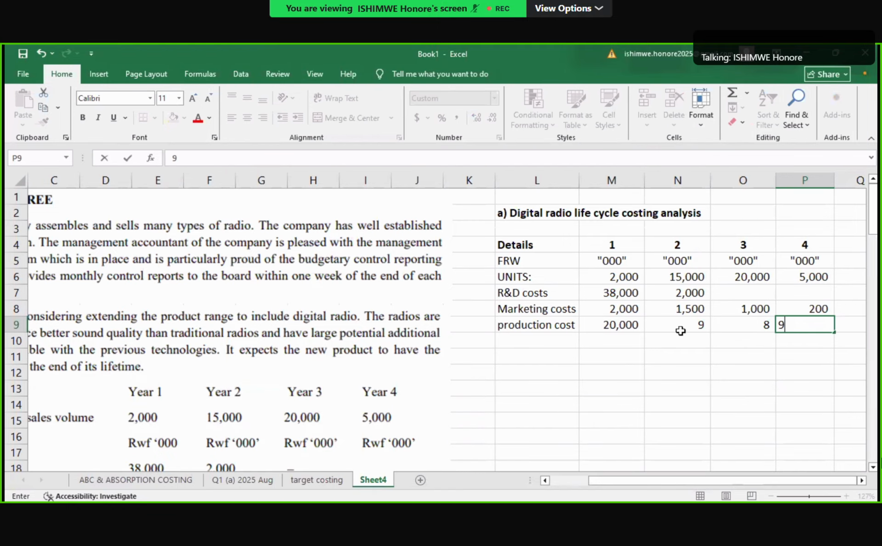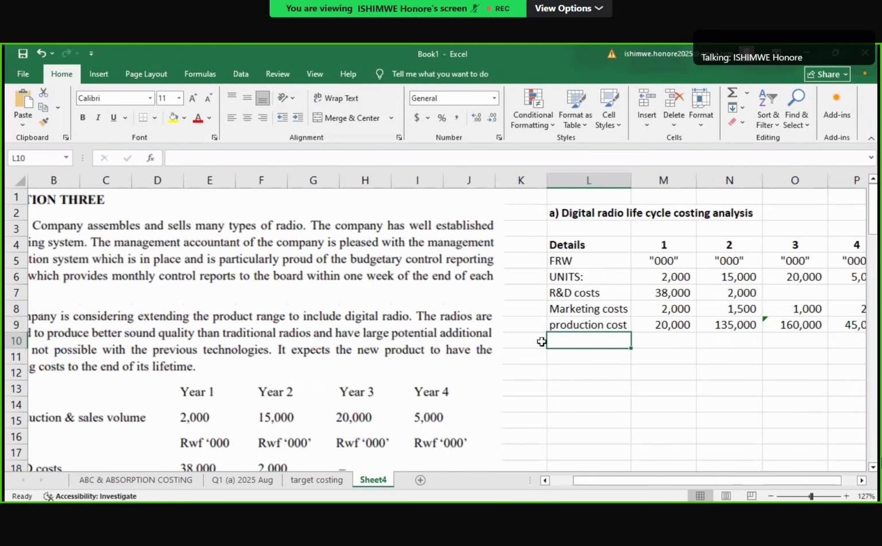So let me multiply by the number of units produced. Times 20. Here I will multiply also by 5,000. So this is it. Now that is my production cost. 3 zeros are still ignored.